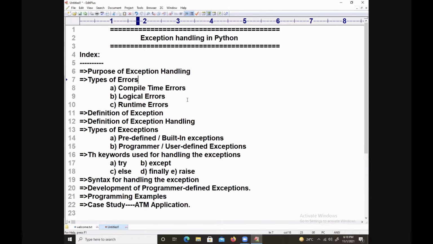Okay, so let us start with the importance of exception handling. What exactly is the importance of exception handling in real time and how is it most useful? All these things I want to go inside of.